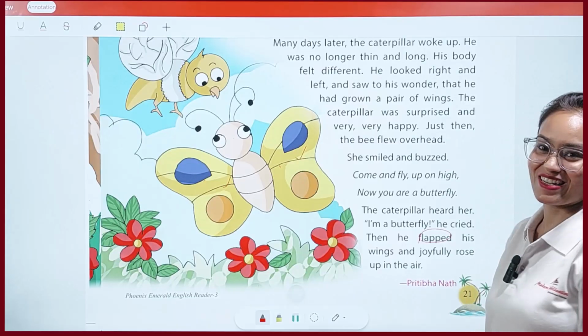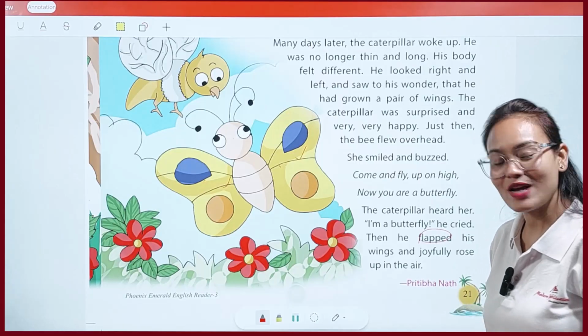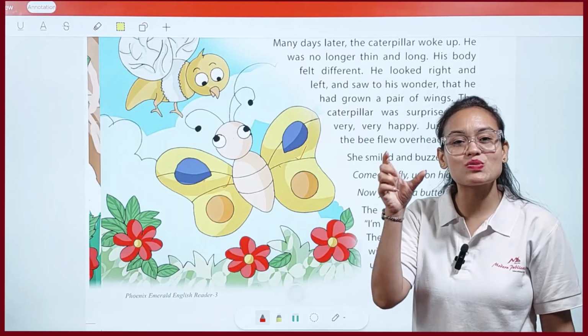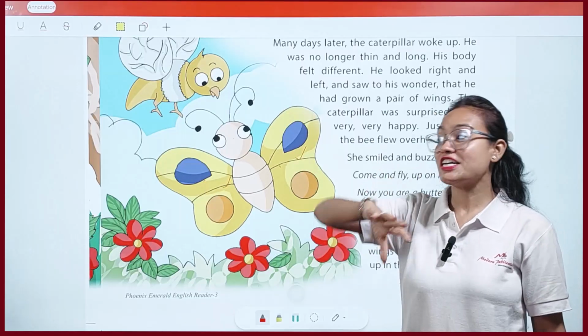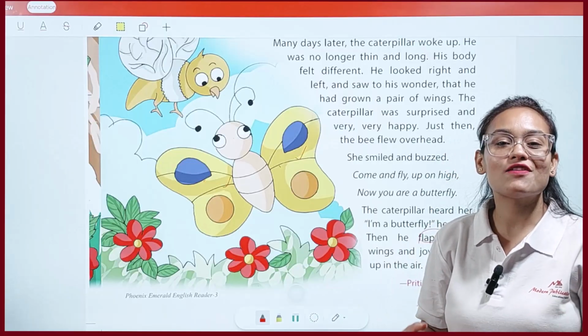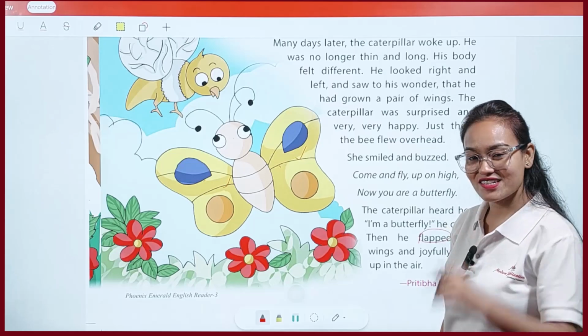So, my dear kids, this chapter is written by Pratibha Nath. In this chapter, we can see how a small baby caterpillar converted into a beautiful butterfly. You only have to keep patience. You only have to wait for the correct time.